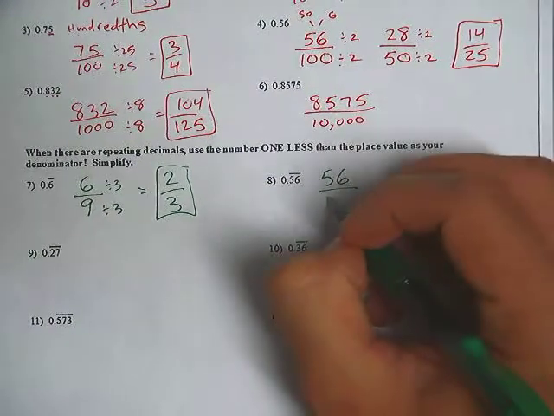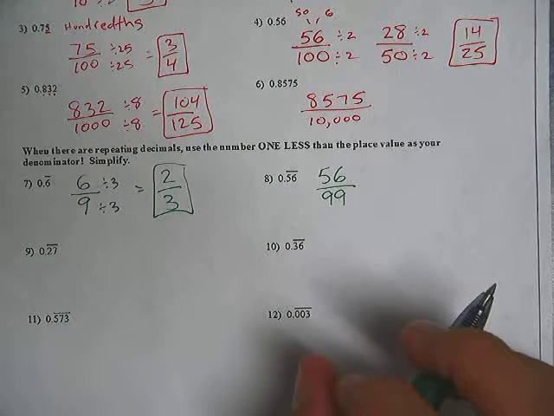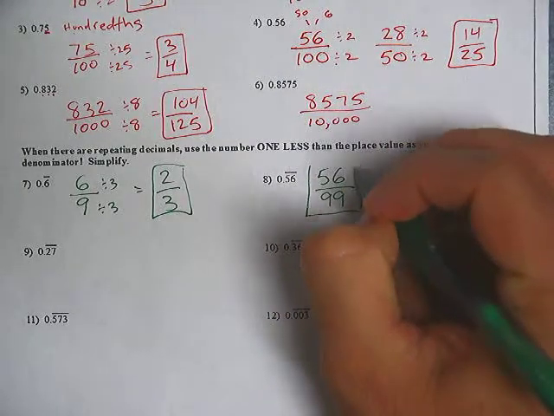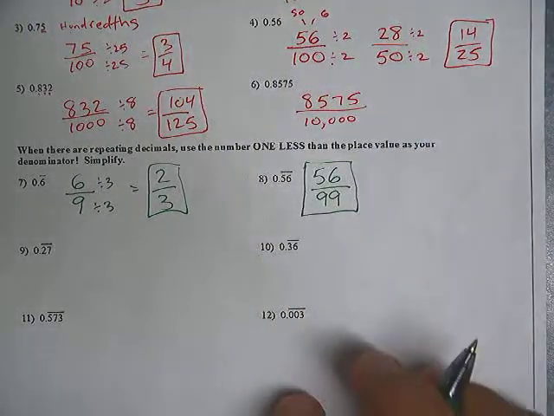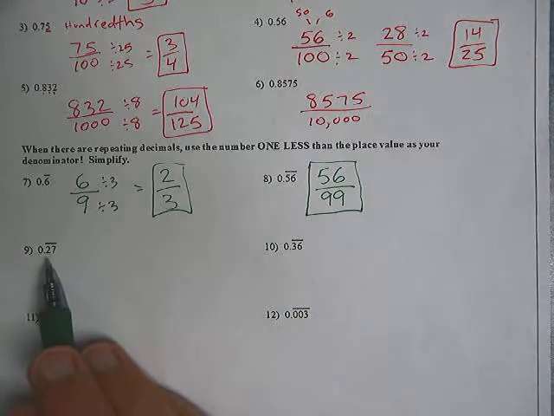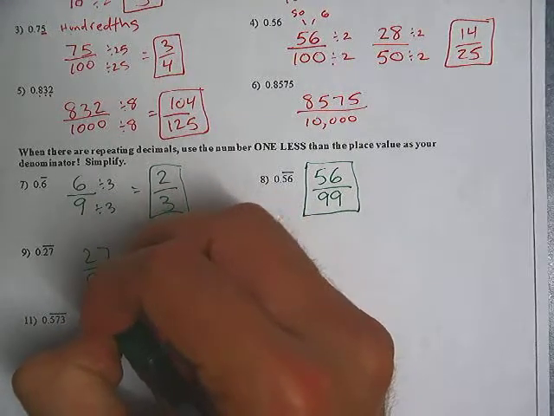So if that line was not there and it was just 0.56, it'd be 56 over 100. But that is there. So I cannot put it over 100. I have to go 1 less. So instead of over 100, we're talking 99. And 56 over 99 is the answer.